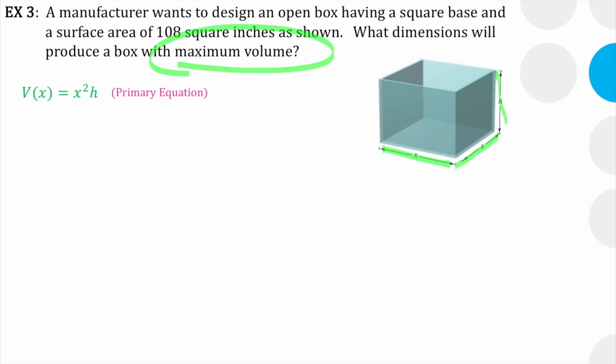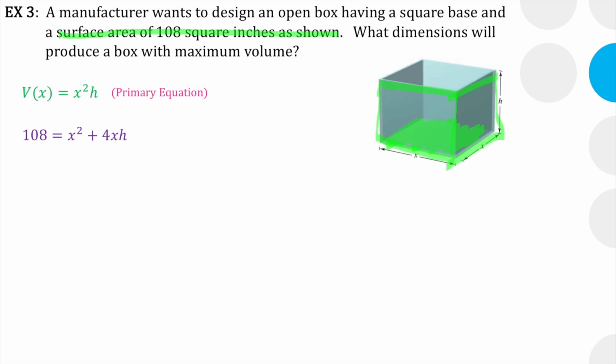Now we look back into the problem and see if we can find some constraints. So the surface area has to be 108 square inches. Well, the surface area is going to be x squared plus 4xh. So the x squared, that's the bottom of the box, and then the 4xh is each of the sides of the box. That's our secondary equation.